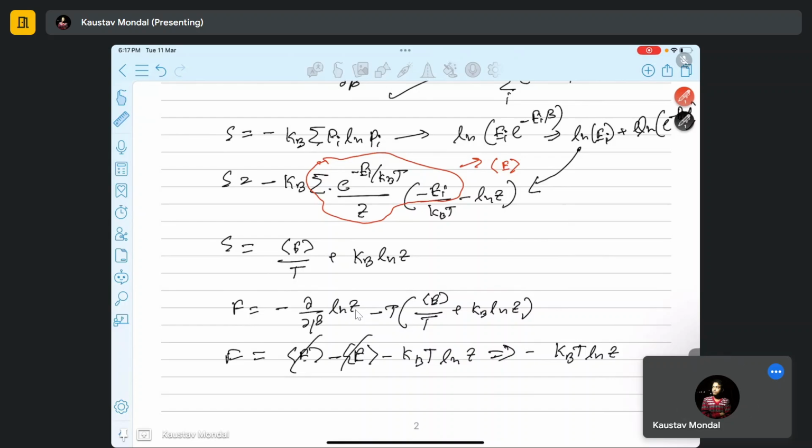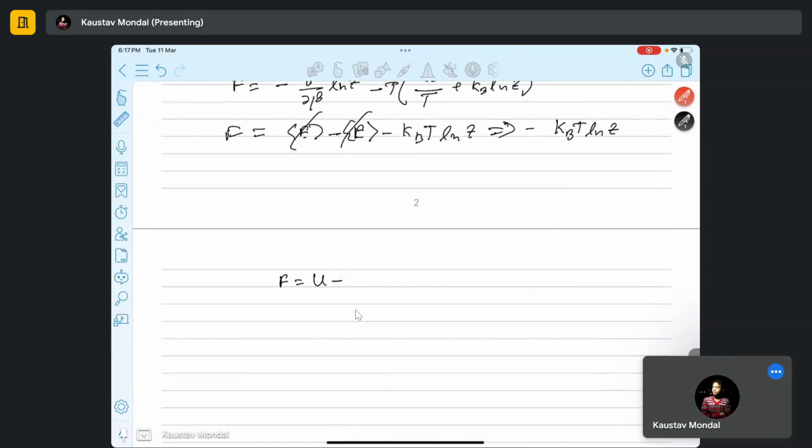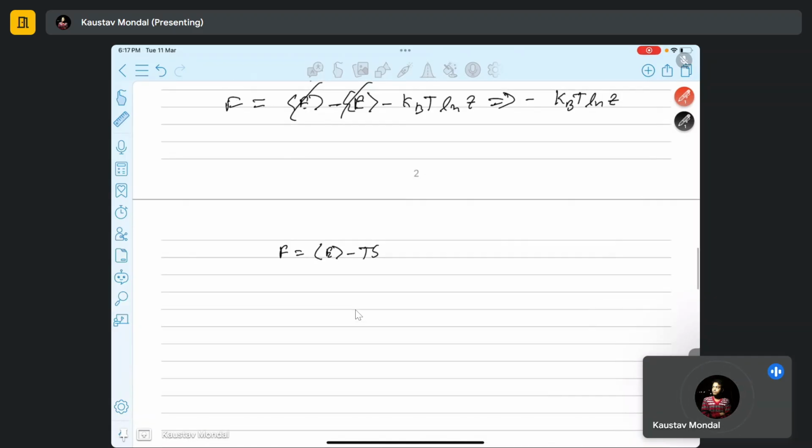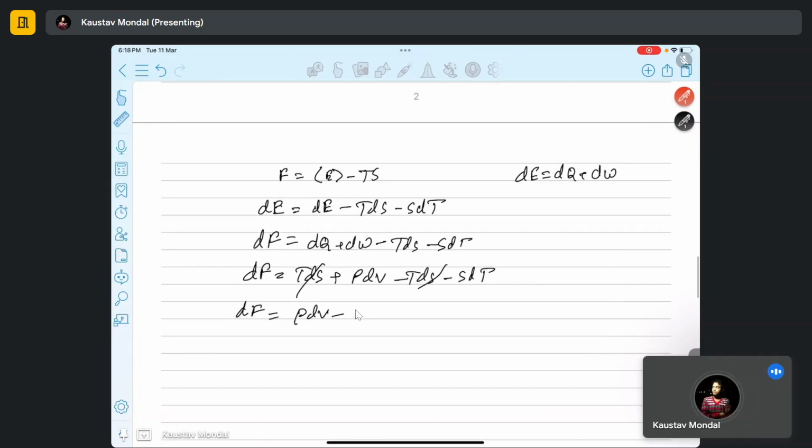Now you also know that F equal to U minus, sorry, E minus TS, and you already know that dU equal to dQ plus dW, right? So you can write it like this: dF equal to dU minus TdS minus SdT. So dF is nothing but dQ plus dW minus TdS minus SdT. dQ we can write as TdS, and dW we can write as PdV, right? Minus TdS minus SdT. TdS will cancel. So dF will be PdV minus SdT.